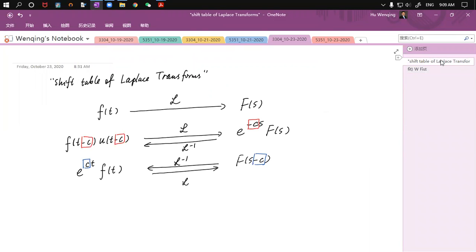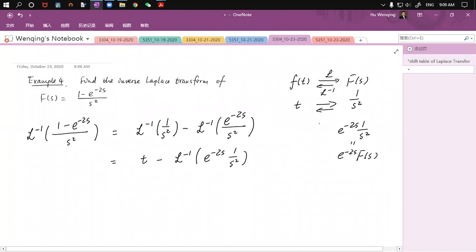So which line of the shift table should you use? You should still use this line of the shift table. It's just that you are going to have an exponential shift on the image side. Therefore, you should have an ordinary shift on the pre-image side, something like t minus 2 multiplied by u of t minus 2. Is that good, family? Remember the minus sign is kept, and you just have f of t minus 2 times u of t minus 2. So in the end, your result is t minus 2 multiplied by the step function u of t minus 2. Is that good, family? Okay, so this is how you do the inverse Laplace transform.